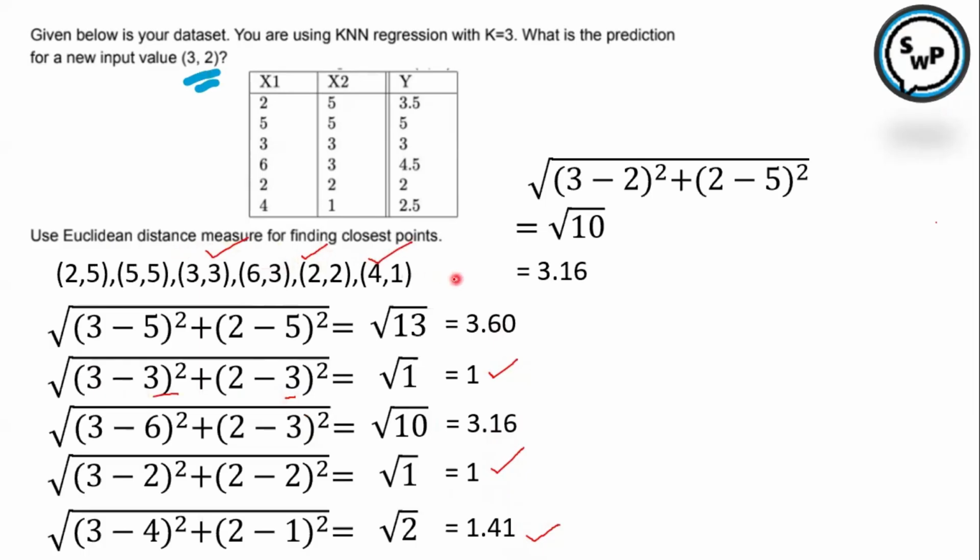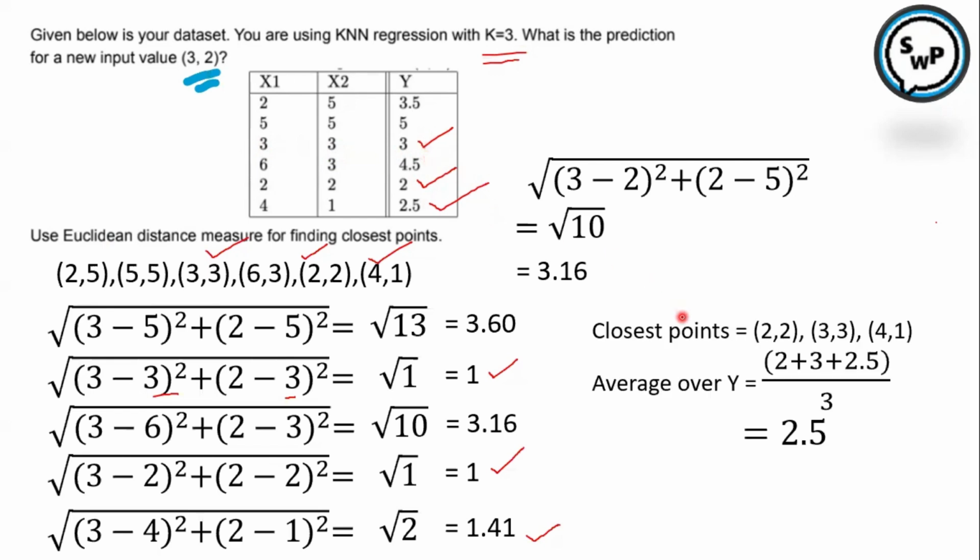So for these 3 points, now why do we find 3 points? Because the k value is given as 3. Okay. So for (3, 3), the y value is 3. For (2, 2), the y value is 2. And for (4, 1), the y value is 2.5. Now we have to find out the average of these 3 y values. That is (2 plus 3 plus 2.5) by 3, because 3 points are there. So we will get 2.5. So this is the answer of this question.